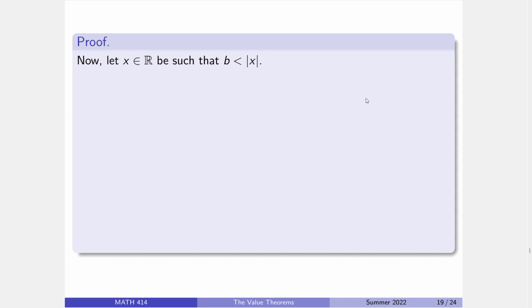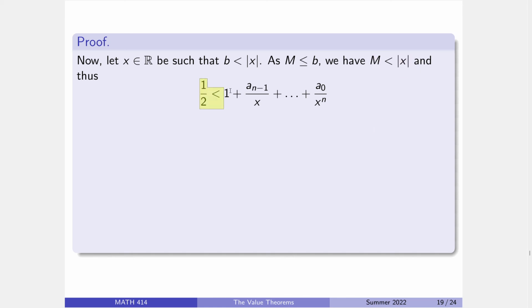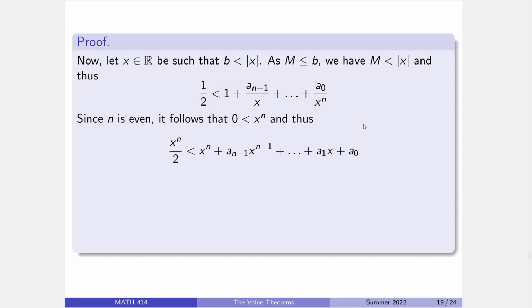So specifically, let's take x to be bigger than b in absolute value. M is less than b, so that means m is strictly less than the absolute value of x. And then applying that proposition from before, we know that this is true. Now, n is even. X has to be non-zero, so x to the n can't be equal to 0. And since n is even, we know that x to the n must be positive. Anything to an even power is positive. So I can multiply both sides by x to the n.